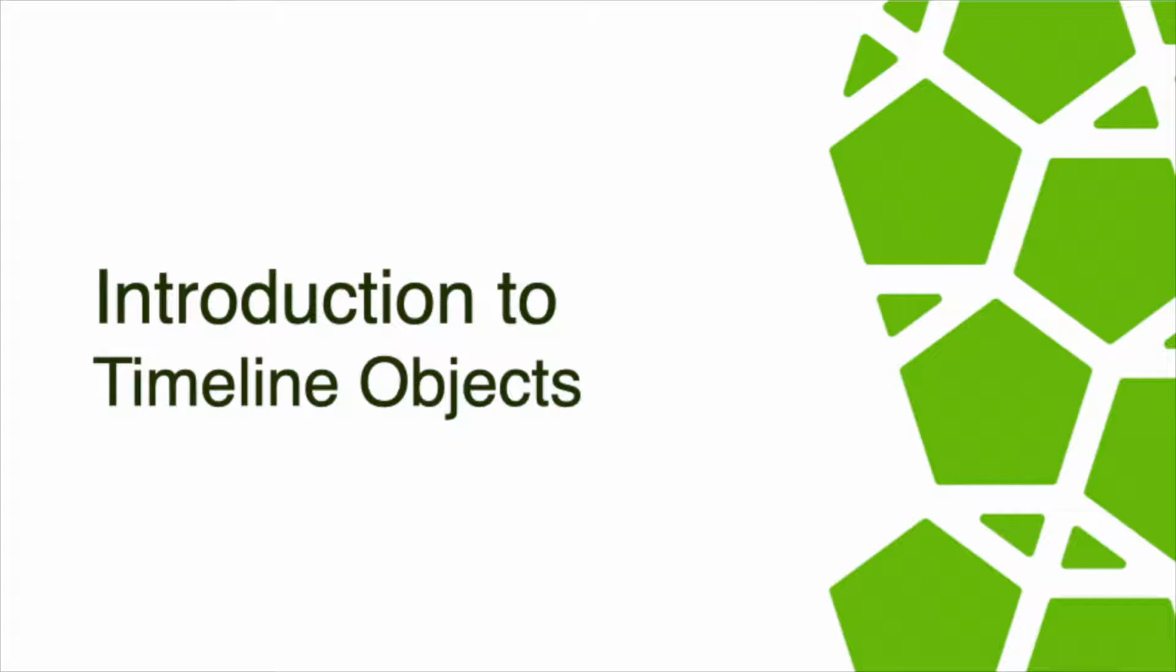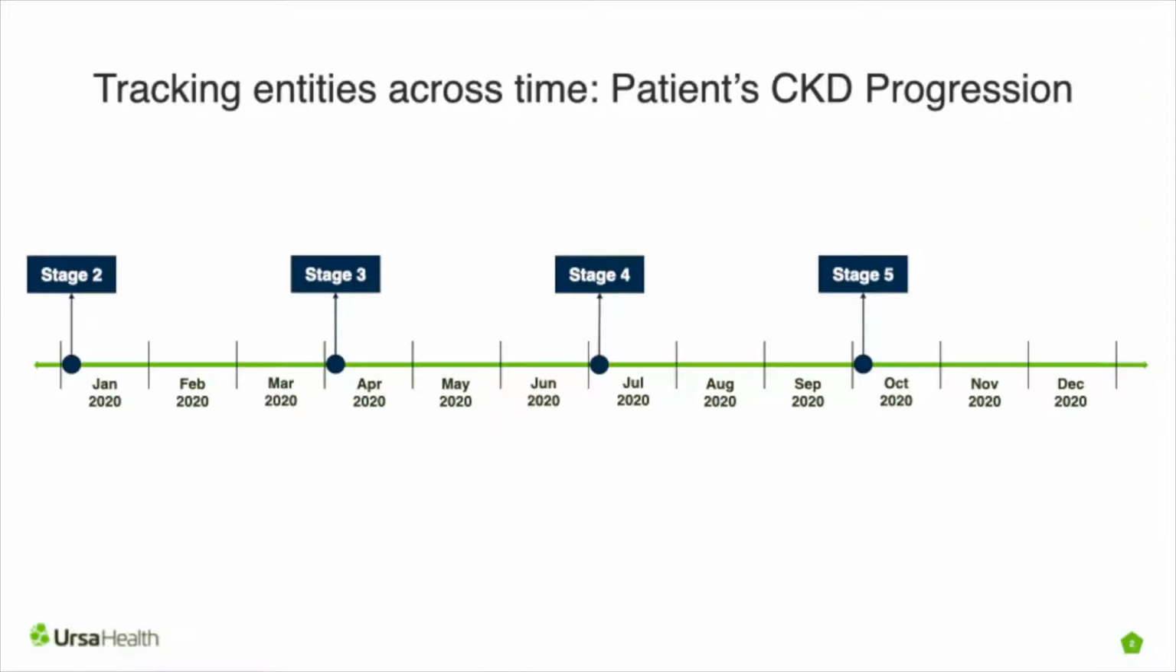Timeline objects have two important properties: tracking entities across time and non-overlappingness. First, timeline objects describe an entity, like a patient, over time. A patient may have multiple periods in their timeline describing changing characteristics of that patient across time.